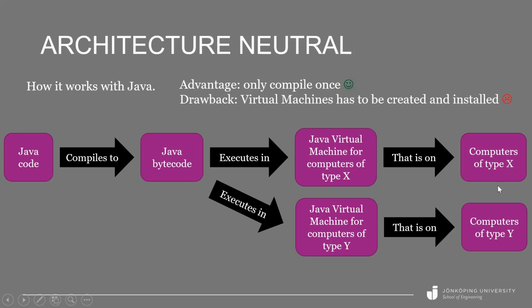The drawback with this solution is that these virtual machines for different types of computers and different operating systems need to be created and users need to install them on their computers. Another drawback is that when these virtual machines run the Java bytecode, it will run a bit slower compared to machine code. If I remember right, on average it will run 10% slower compared to, for example, the machine code we end up with when we compile C and C++ code. But this of course depends on the program. That 10% slower is just an average.